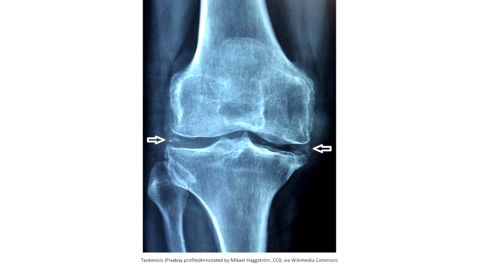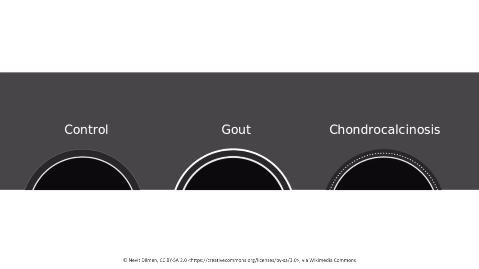This is an X-ray of the knee showing transverse opaque lines within the articular cartilage. These lines are consistent with the calcium pyrophosphate deposits. Here you see a graphical representation of the hyperechoic deposits in calcium pyrophosphate deposition disease. Please note that these deposits are within the articular cartilage. They are consistent with calcium pyrophosphate disease.